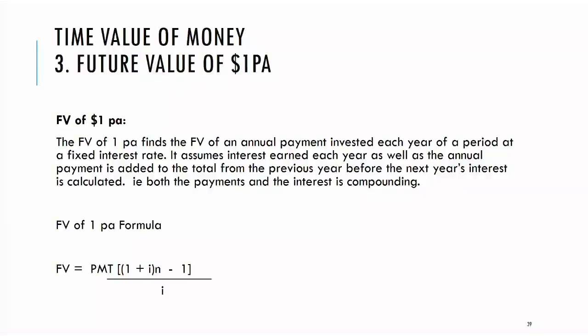Right. The formula is future value equal payment, how much the annual payment, multiplied by 1 plus I into the power n minus 1, and divided by interest rate.